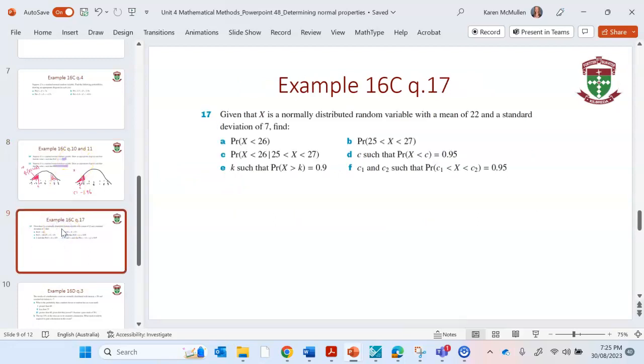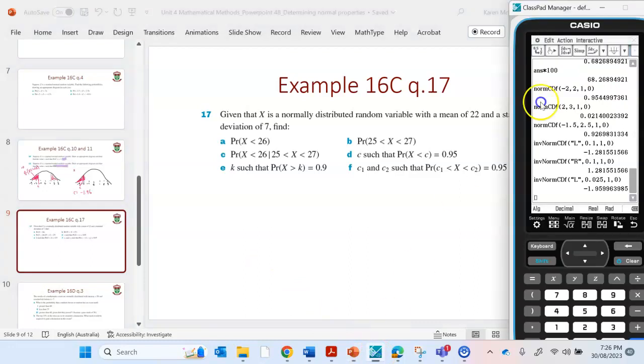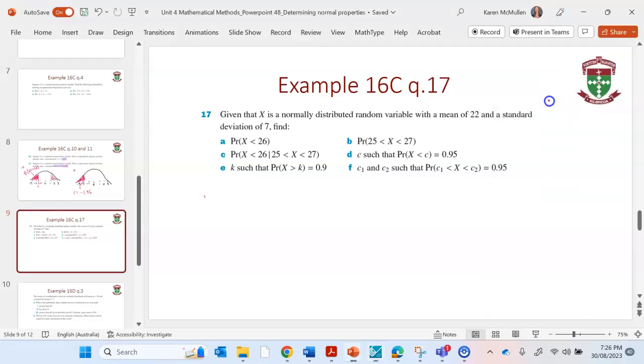So here we've now got just a normal distribution. You can see there's no reference to standard normal distribution, and we're using X. That's a bit of a giveaway that it's not the standard normal distribution, and it's also told us what the mean and the standard deviation are. So if we're looking at X is less than 26, if you draw your normal distribution, which you don't have to, I'll just draw it quickly for A. So there's our normal distribution, 22 is here, and we've got a standard deviation of 7. So I'm going to go up by 7.